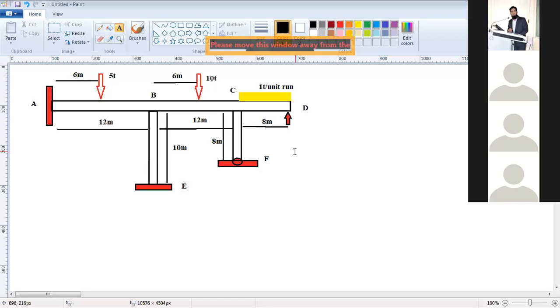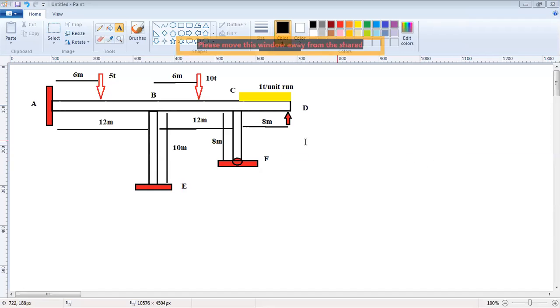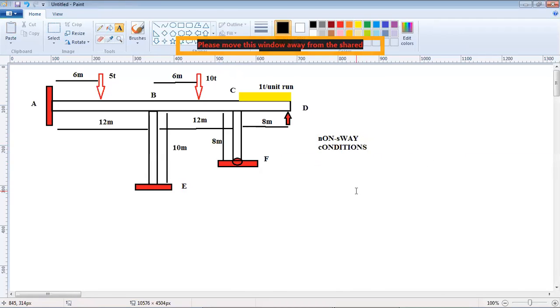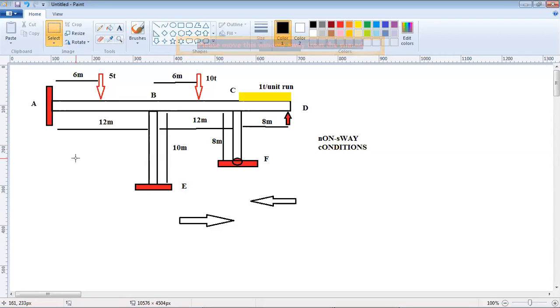Now once it's fixed at one end, and the columns are also fixed, we come to a conclusion that this is a non-sway condition. Now, what is a sway and a non-sway condition? In a sway condition, the frame is laterally able to deflect. But here, because E is fixed and A is fixed, the frame will not laterally deflect. Lateral deflection means the deflection that occurs in this direction. So it's a non-sway condition, and thereby there are no additional horizontal thrusts generated in the frame.